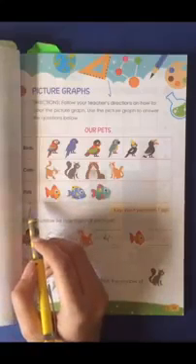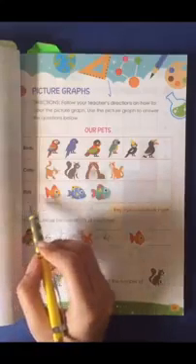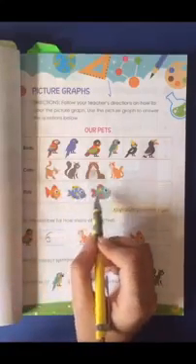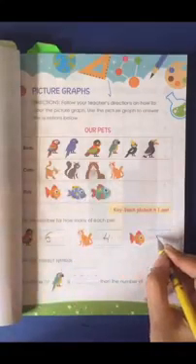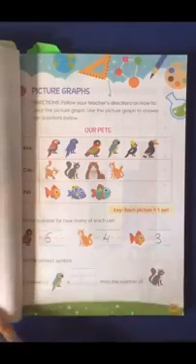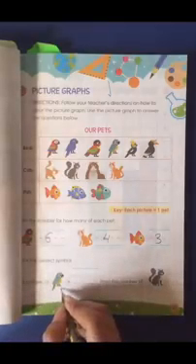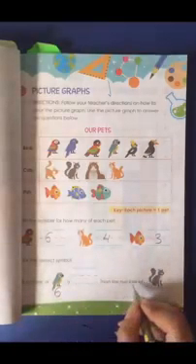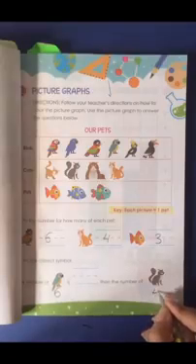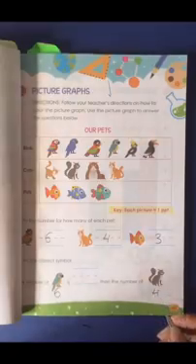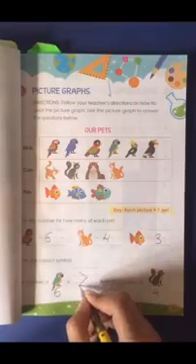And the last label we have is fish. 1, 2, 3. We have 3 fish. Let's answer the last question in this page. The number of birds is 6, and the number of cats is 4. So, which number is bigger, the 6 or the 4? Excellent, the 6 is bigger.